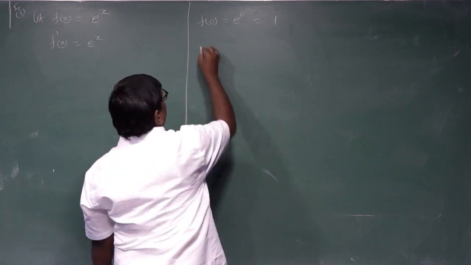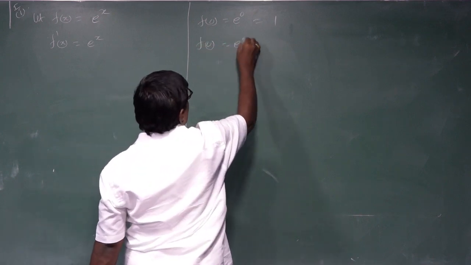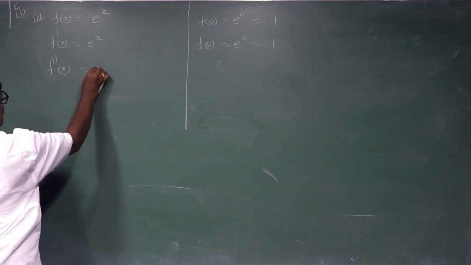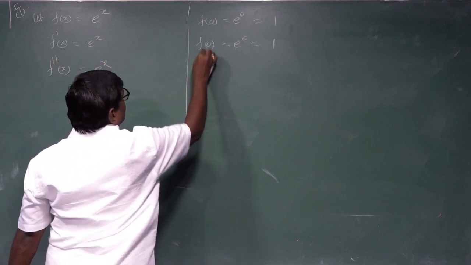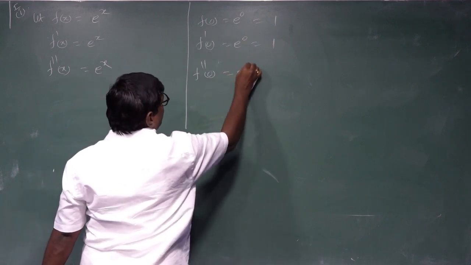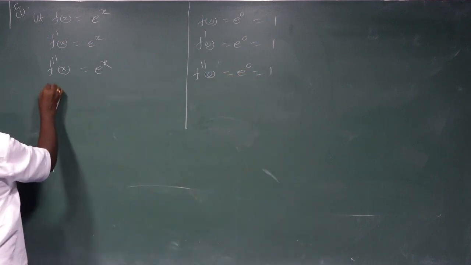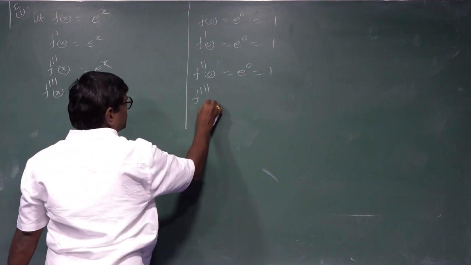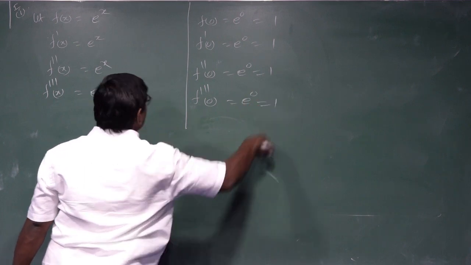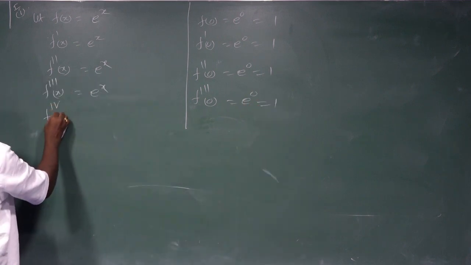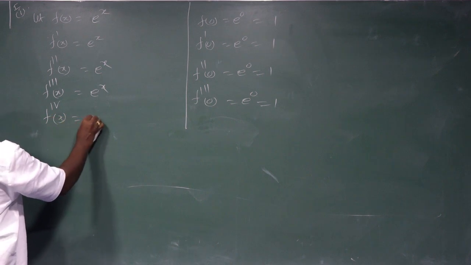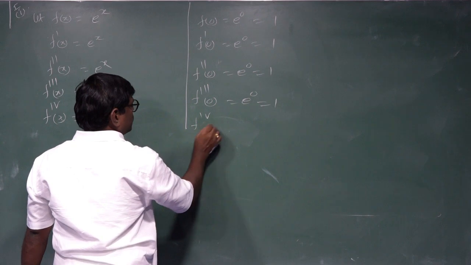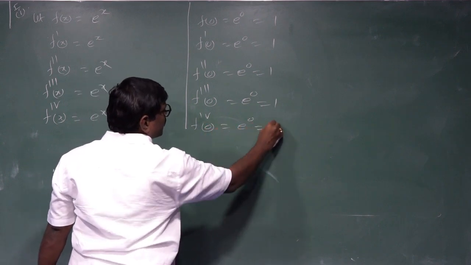Derivative is always e power of x. f(0) equals e power of 0 equals 1. f double dash x equals e power of x, f double dash 0 equals e power of 0 equals 1. f triple dash x equals e power of x, f triple dash 0 equals e power of 0 equals 1. f fourth derivative x equals e power of x again, and the fourth derivative at 0 equals e power of 0 equals 1.